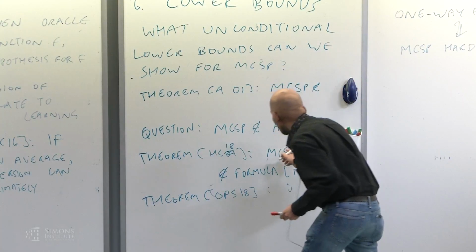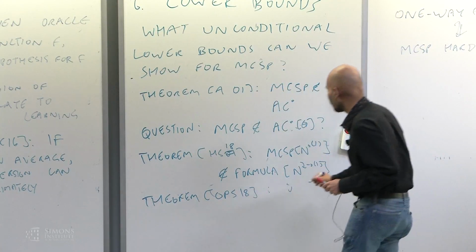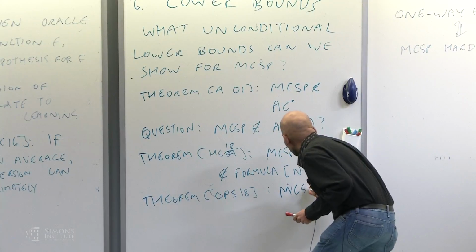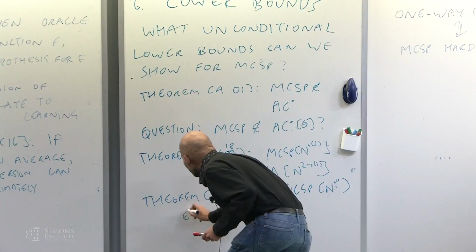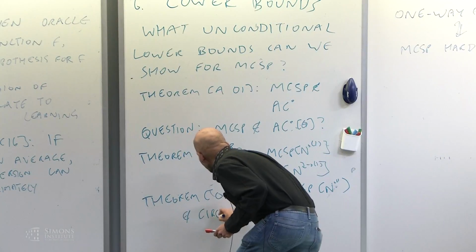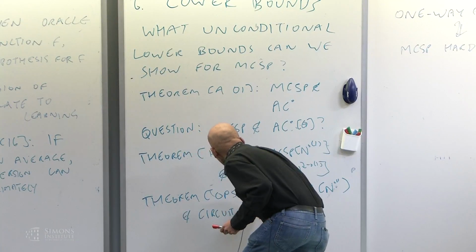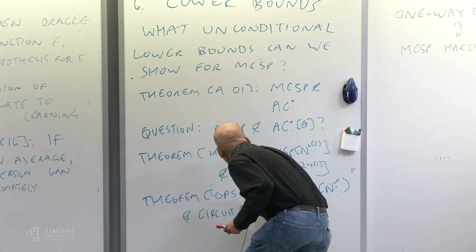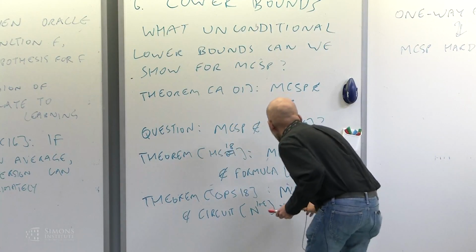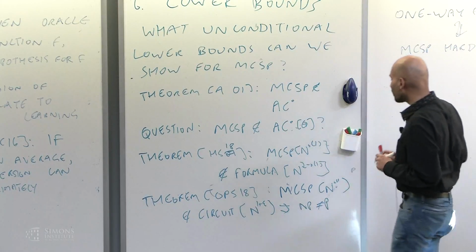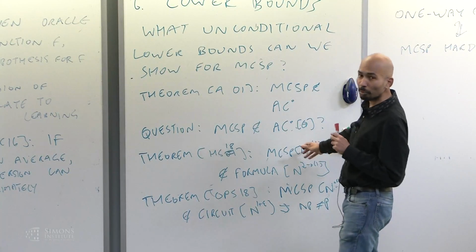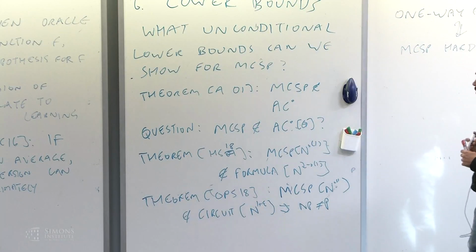Okay. So if we could get superlinear lower bounds against circuits, n to the 1 plus epsilon, then this would imply that NP does not equal P. So even superlinear circuit lower bounds for this problem would imply that NP does not equal P.